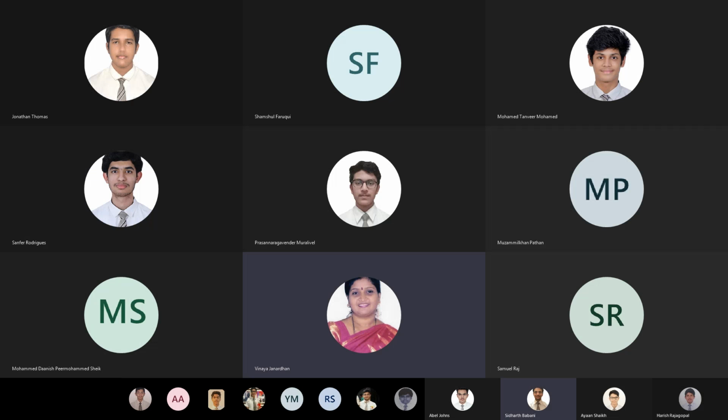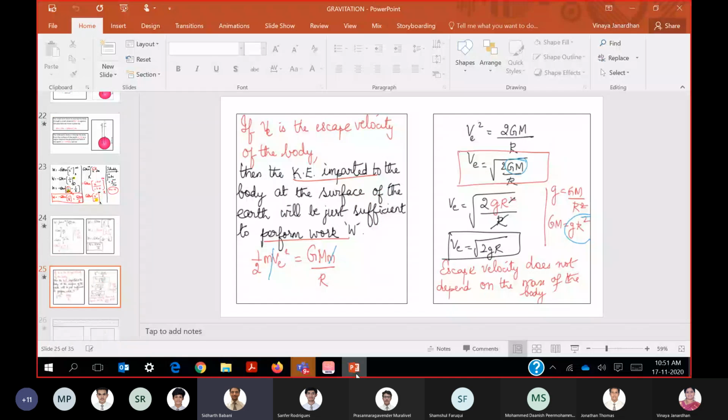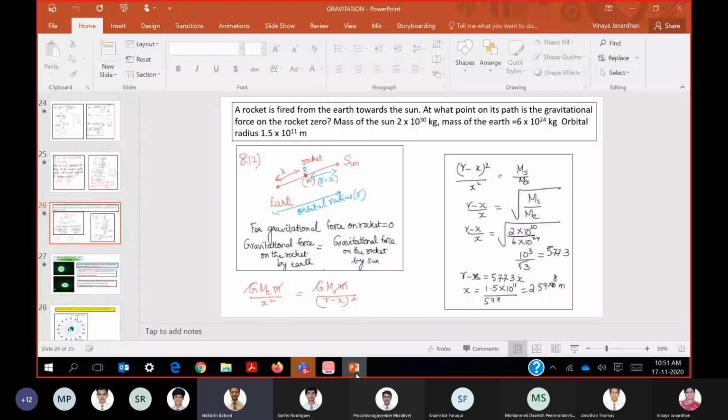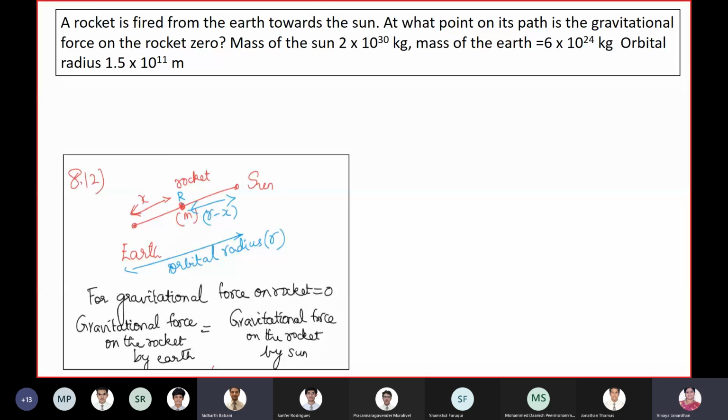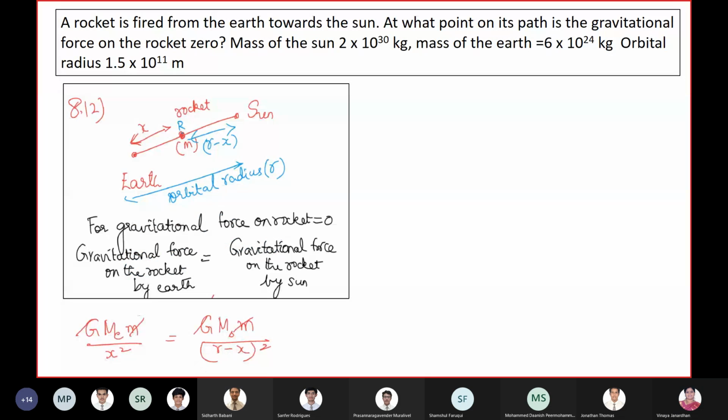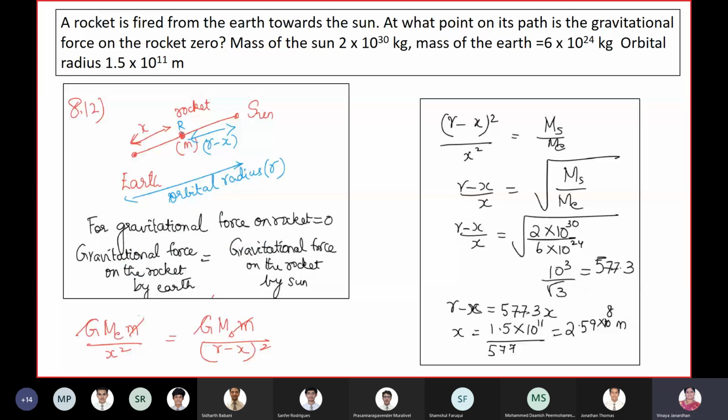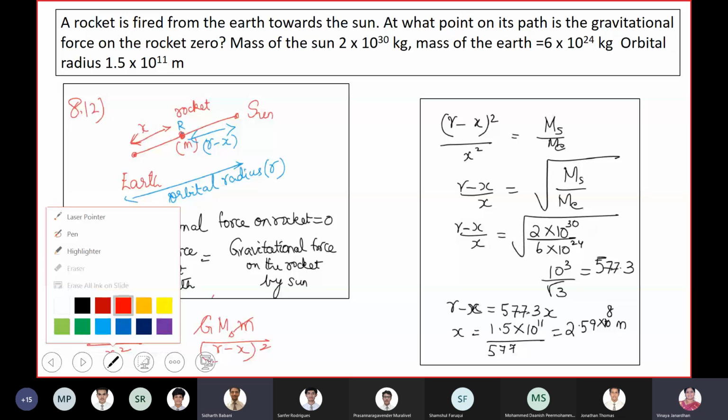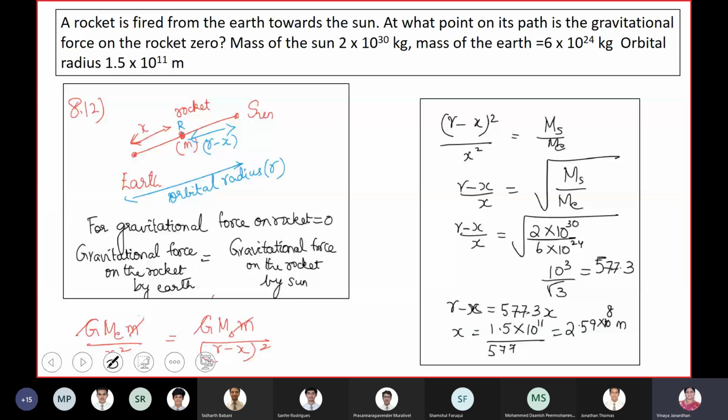Ma'am, we were in the second last step only in the rocket numerical. Did you get this value? Did you get this R by X? It's 2.59 into 10 raised to... Ma'am, one decimal is fine, right? One decimal place is okay.